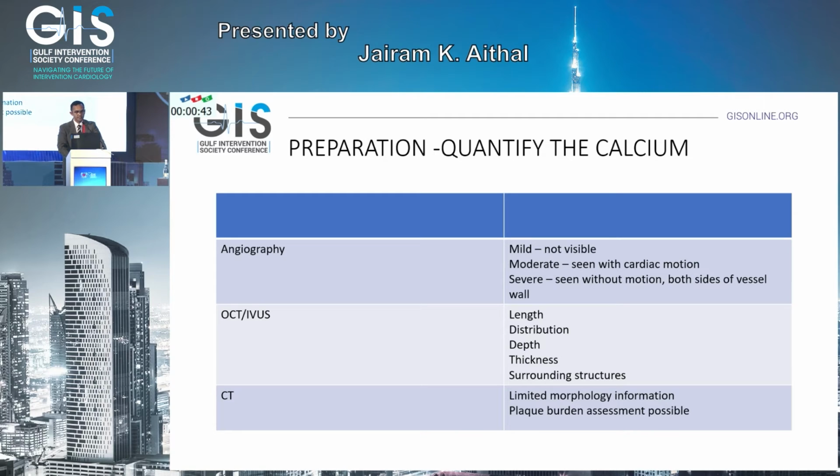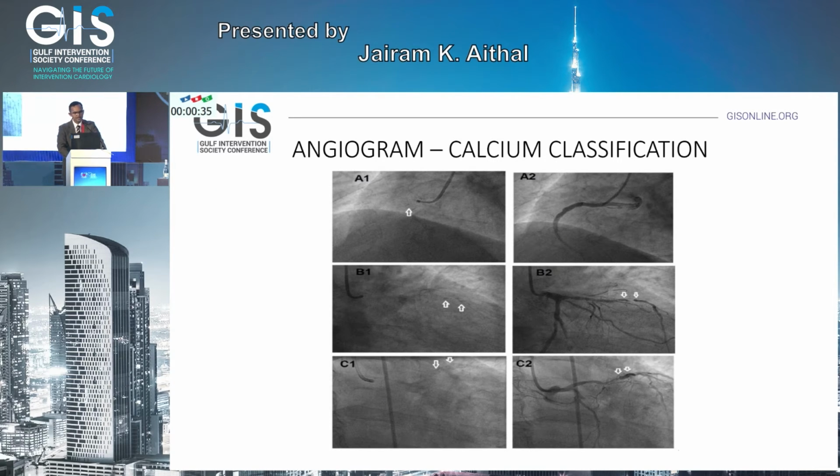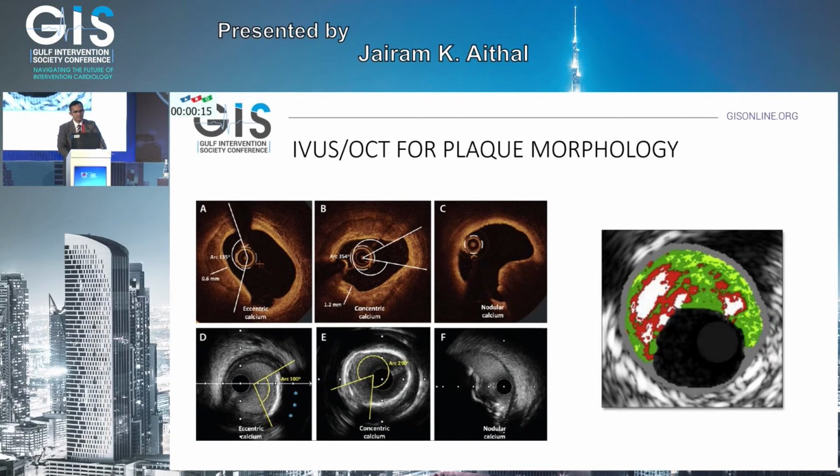OCT and IVUS certainly would help with the length, distribution, depth and thickness, and with classification would help you determine the first choice of treatment. In an angiogram, as you can see in figure B1, during motion, without the injection of contrast, you would be able to see calcific deposits, whereas with severe calcium, you'd be able to see a tram track-like appearance. This is C1, and the calcium would be seen despite injecting the artery with contrast. So that's the IVUS. It's been discussed before.